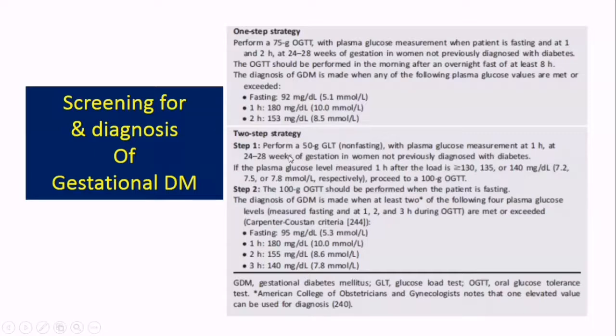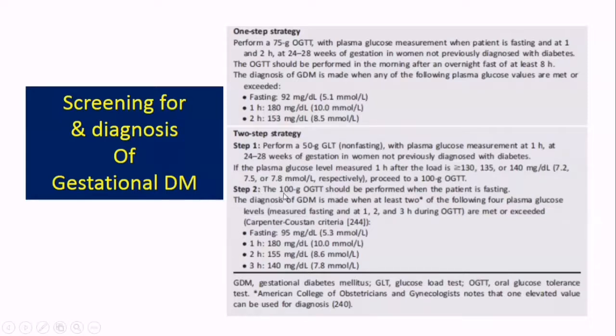In the first step, perform a 50 grams GLT. What is this GLT? This is the glucose load test. This can be done at any part of the day, irrespective of the diet intake, that is a non-fasting glucose load test, with plasma glucose measurement at 1 hour at 24 to 28 weeks of gestation in women not previously diabetic. If the plasma glucose level measured at 1 hour after the load is more than 130, 135, or 140 milligrams per deciliter respectively, proceed to a 100 grams OGTT.